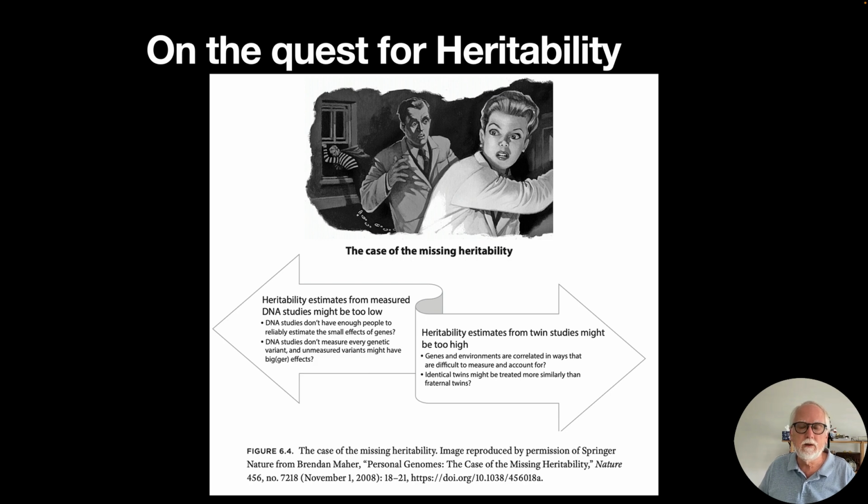And the other idea is that identical twins might be quite different from fraternal twins in the way they get treated. Over on the left, you can see that heritability estimates from measured DNA studies, from these genotype studies I was telling you about, might be too low. It could be that DNA studies don't have enough people to reliably estimate the small effects of genes. It could be that DNA studies don't measure every genetic variant, and unmeasured variants might have even bigger effects. So this is the problem when you look at these different methods, in terms of really giving you an estimate of heritability. But as I said, we'll come back to this in a future lecture.